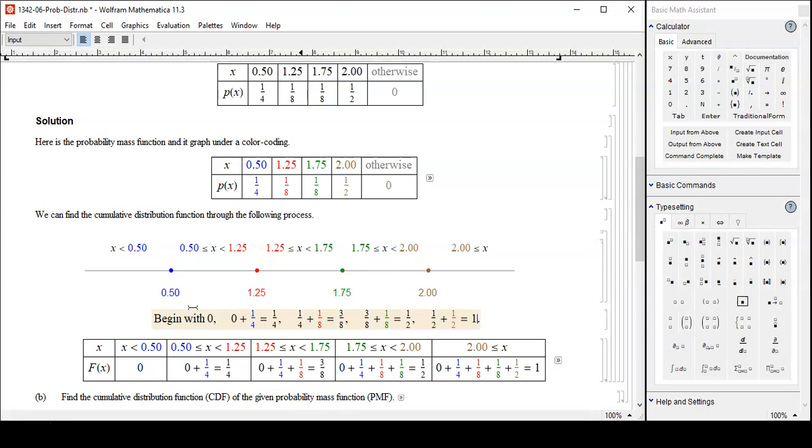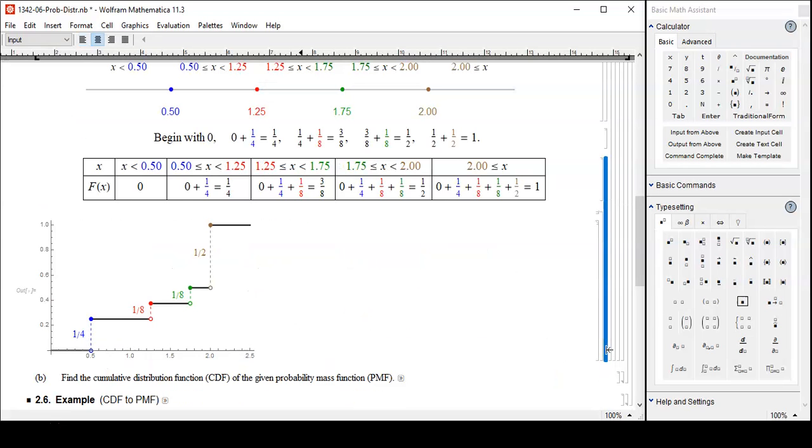And then begin from 0. You just keep accumulating. Add 1/4, and then add 1/8, and then add 1/8, and then finally add 1/2. Eventually you get that. And here's the graph. Okay, good.